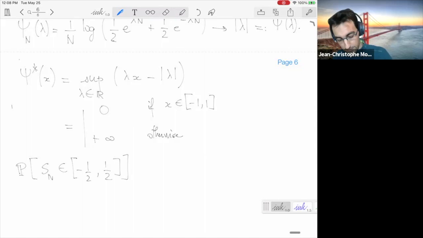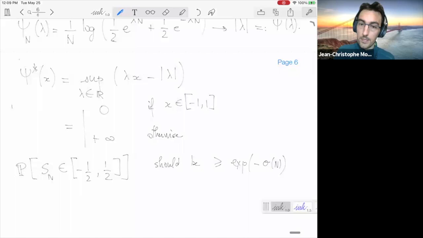So if the theorem was true, this should be greater than exponential of minus little o of n. I mean, maybe a better way to write it would be that 1 over n log of this probability, the lim inf of this should be greater than or equal to 0. But in fact, it's not at all like this, because this probability is 0. This thing is 0. So when we take the log, we should think of this as being minus infinity.